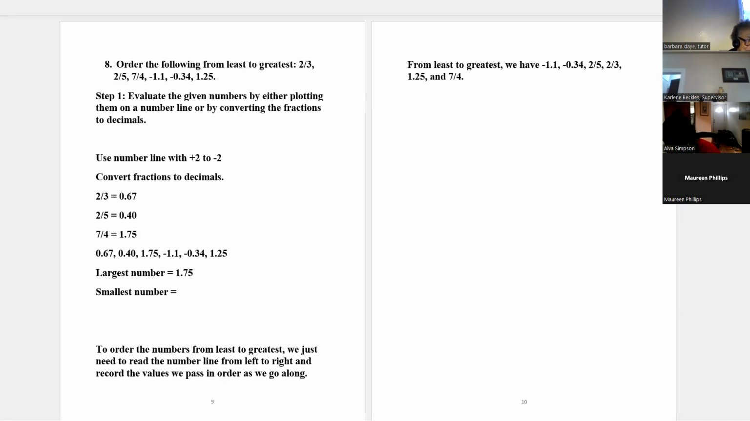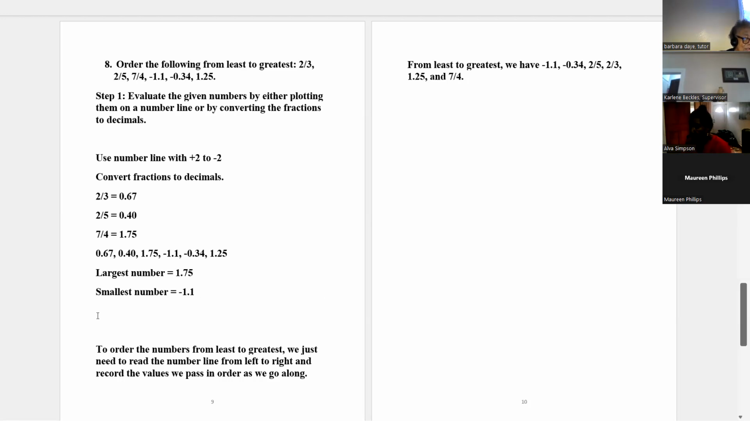Would it be 1.1? That's it, minus 1.1. Right, because remember with the negative, the bigger it is, the smaller it is. So minus 1.1 is smaller than minus 0.34. So yes, we're putting this from least to greatest.